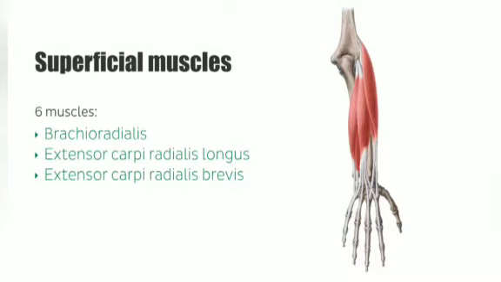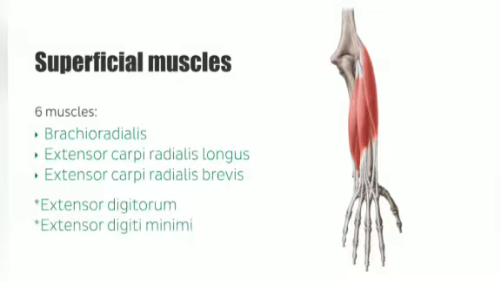And if you notice here on Kenhub, we have a separate tutorial and a separate quiz which will deal with these muscles separately. But you can also talk about them as part of this superficial layer as well. The other 3 muscles will then be the extensor digitorum, the extensor digiti minimi, and the extensor carpi ulnaris.